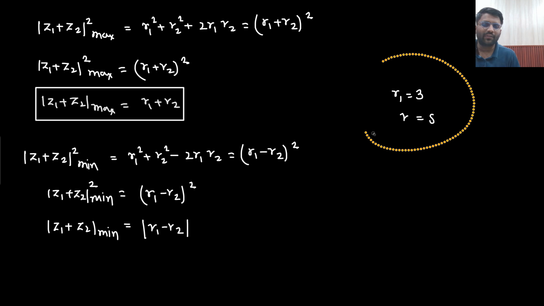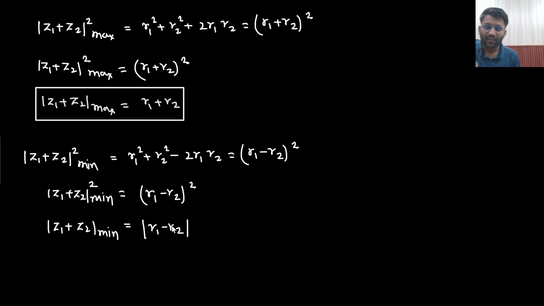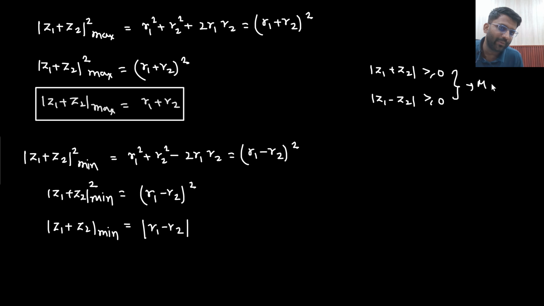Basically, r1 minus r2 could be positive, and r1 minus r2 could be negative as well. But I know that the answer here will be positive. Whether you calculate this value or you calculate z1 minus z2, I am pretty sure they will surely be greater than 0, because they are magnitudes. So to make sure that this value is positive, I will put a mode here. Here also I can put a mode, but I am already sure that this value will always be positive only, so I don't need to put the mode here.